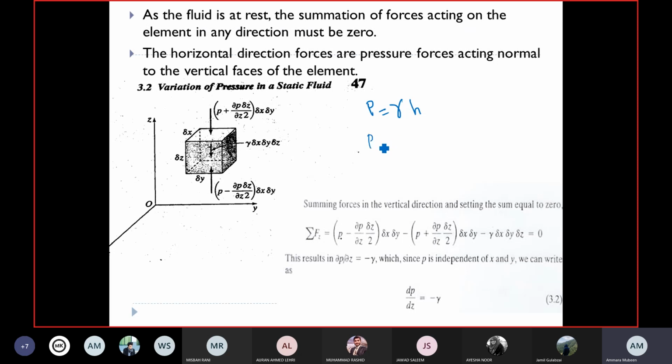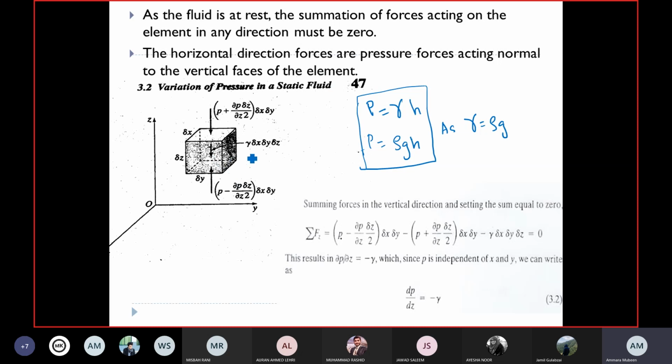That is, P is equal to gamma H. Sometimes it is also written as P is equal to rho GH, as gamma is rho G. So what is the proof for this? We are going to check that. How is it proved? This is actually the variation of pressure in a static fluid. As the fluid is at rest, the summation of forces acting on the element in any direction must be zero. The horizontal direction forces are the pressure forces acting normal to the vertical surface of the element.